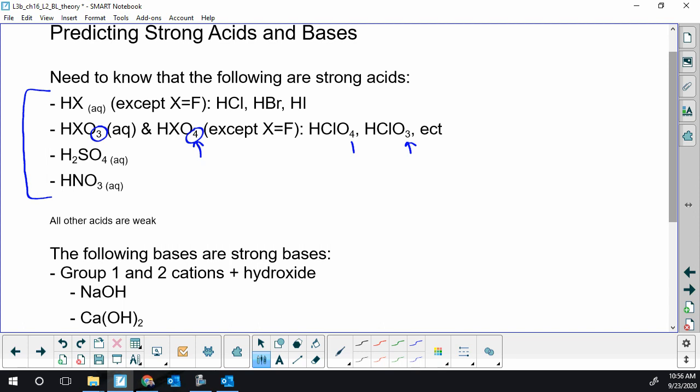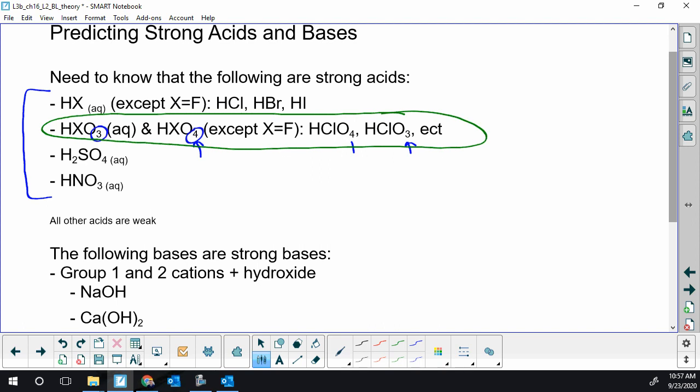And then you have sulfuric acid and nitric acid that are on your table, so you don't really have to memorize those. It's just, I think, the 6 different acids that fall under that pattern: HCl, HBr, HI with 3 or 4 O's. And then certainly all other acids are weak.